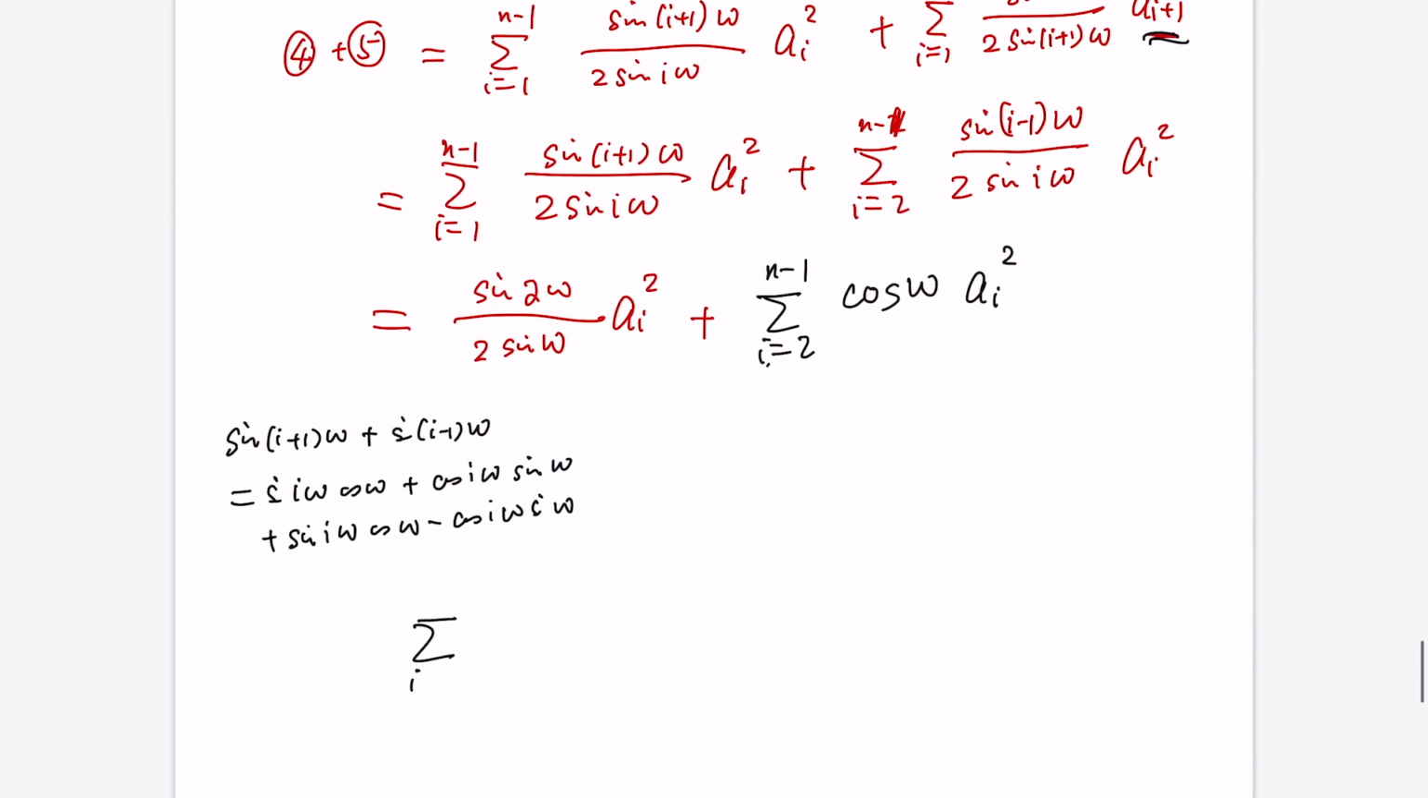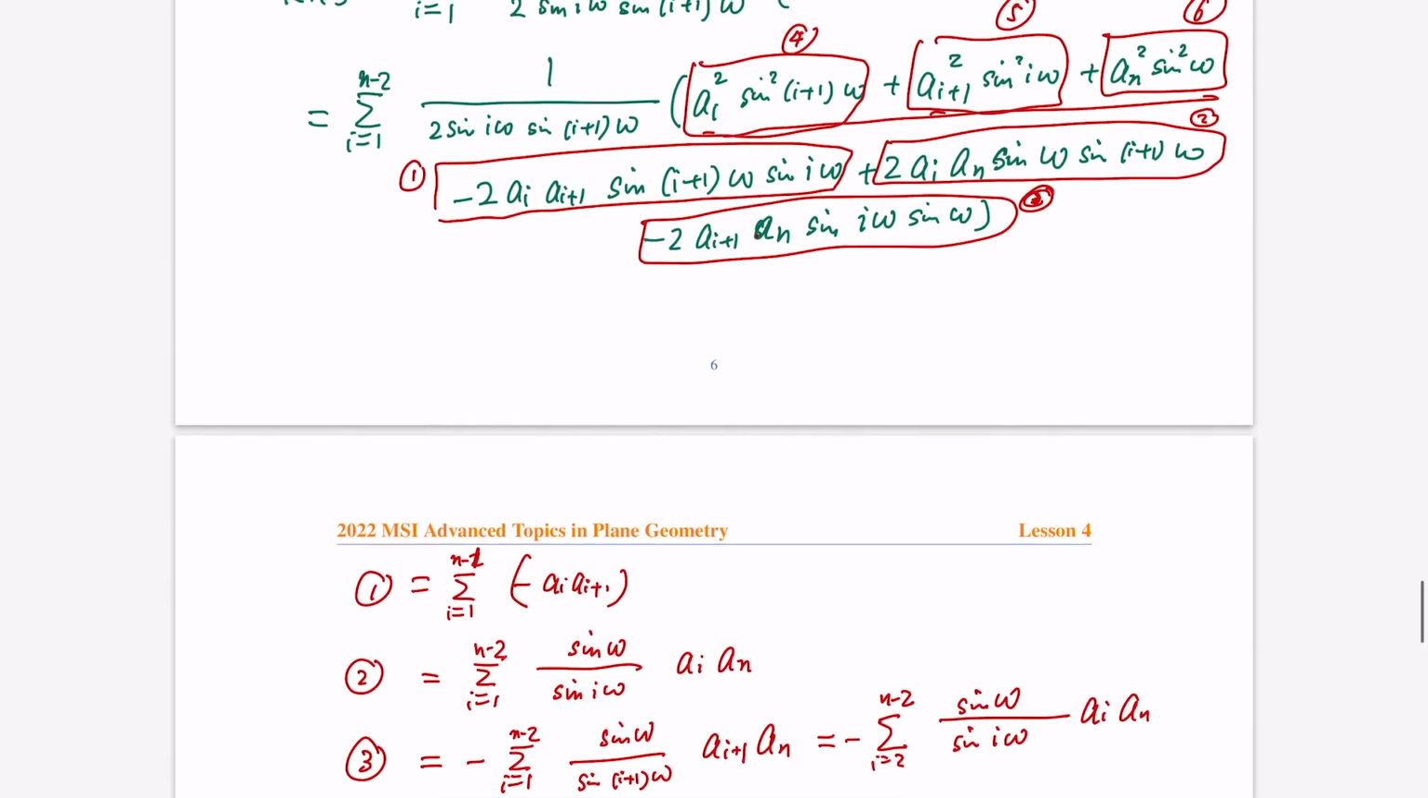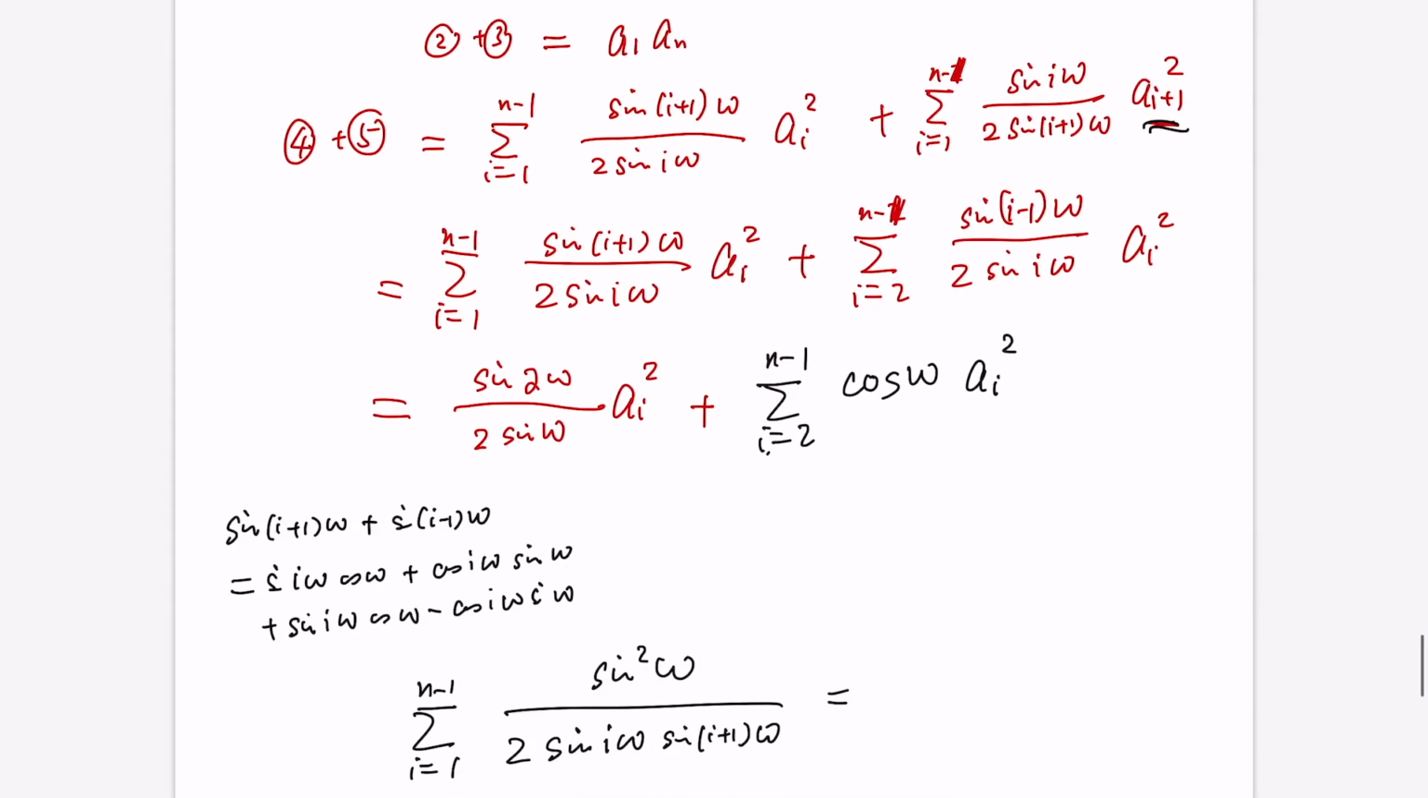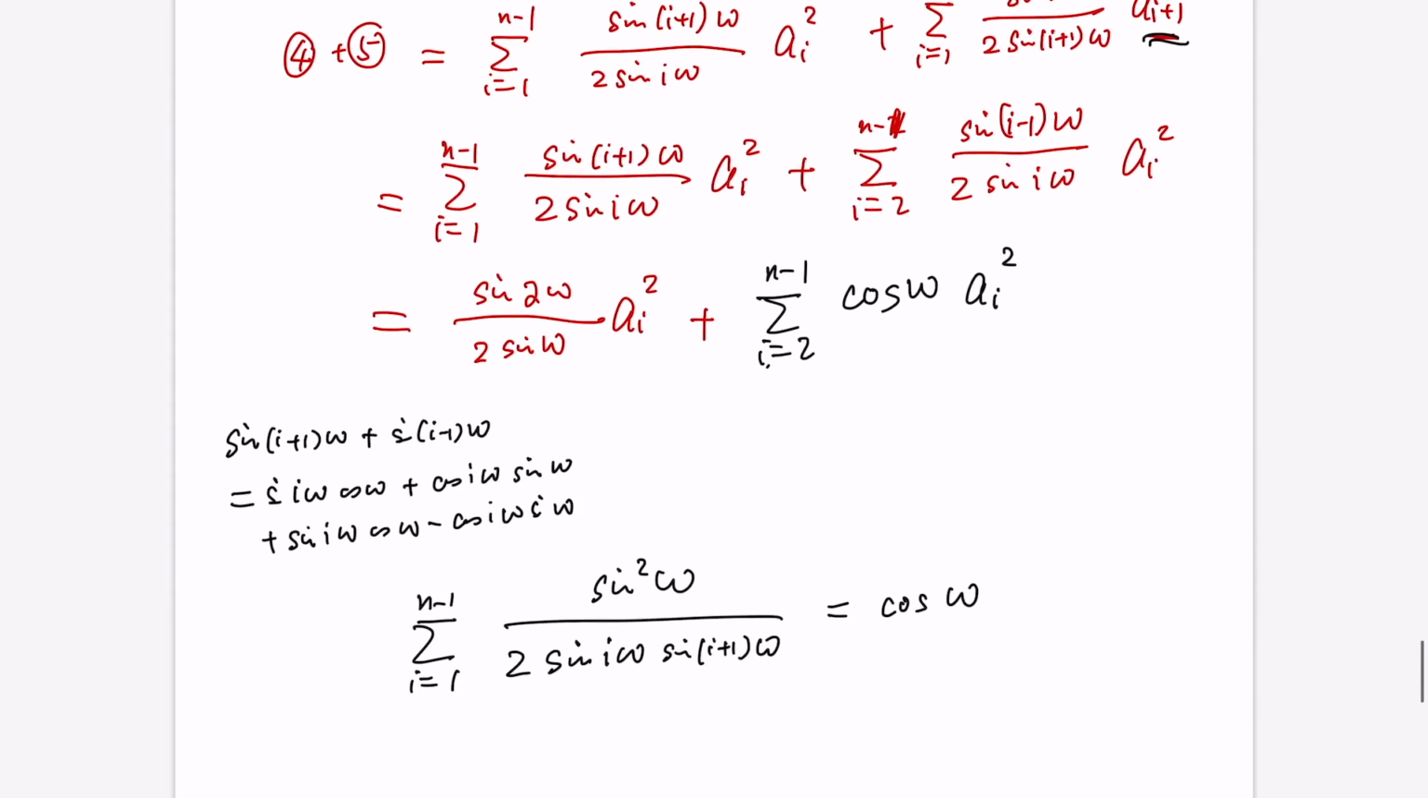So sigma i from 1 through n minus 1 of 2 sine i omega sine (i plus 1) omega sine squared omega. I claim that this has to be equal to, maybe equal to, cosine omega. That has to be equal to that. So how to prove this? How to prove this inequality?